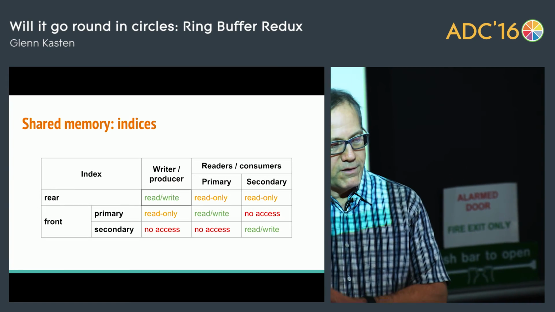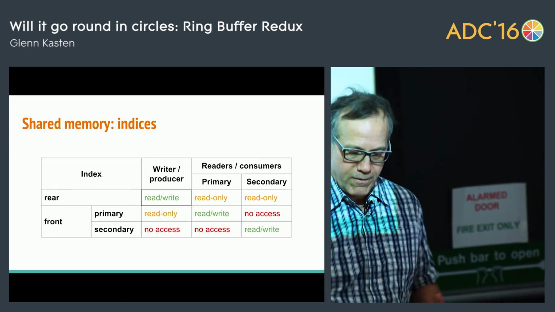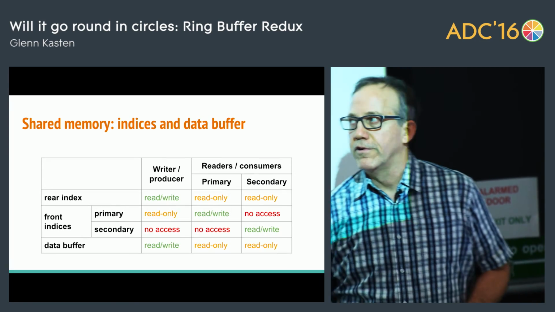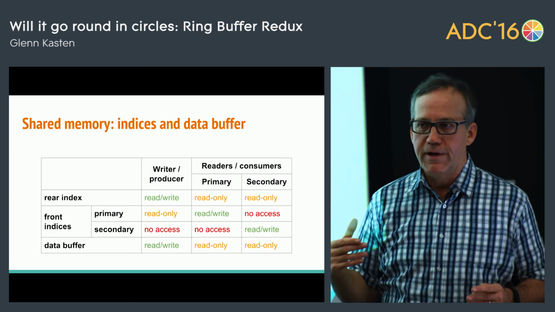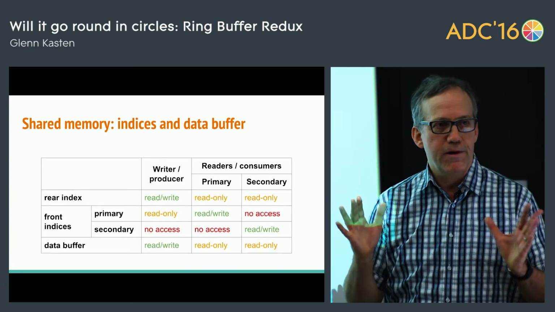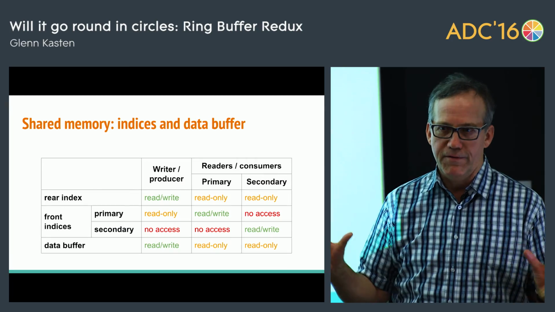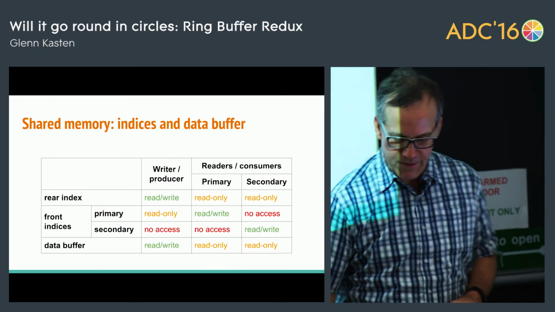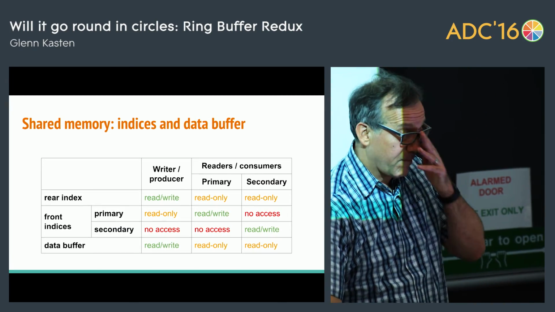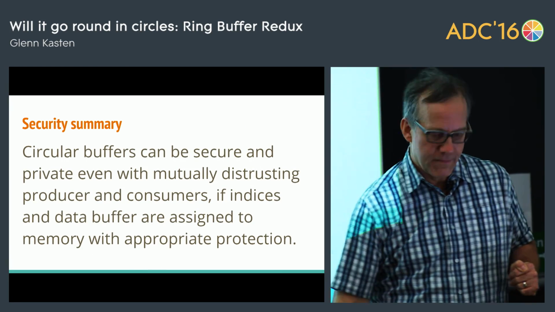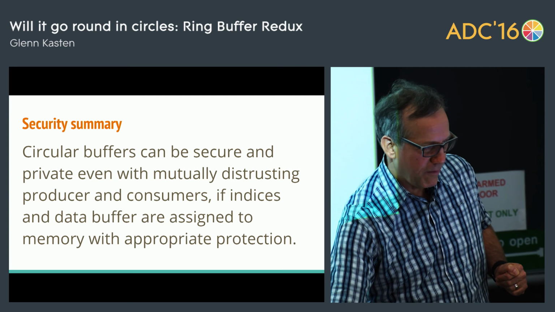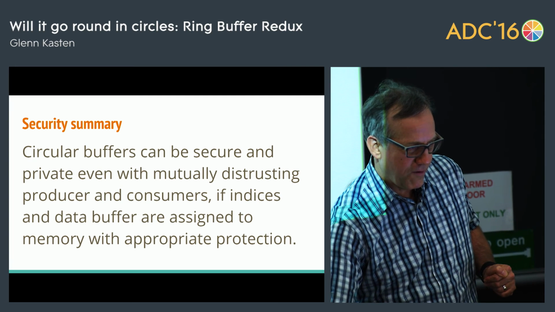So by doing this and then also combining it with protection for the data buffer, you can have a safe situation where you can have one writer, multiple readers, and the readers will not affect each other even if one of them has a bug or a virus or something like that. Okay. So summary is that circular buffers or lock-free queues can be secure.